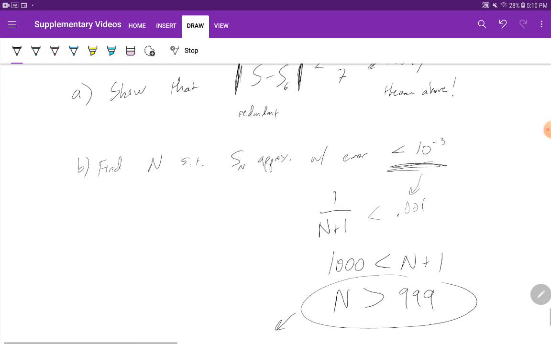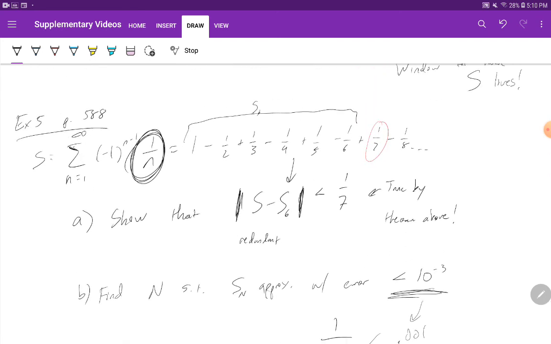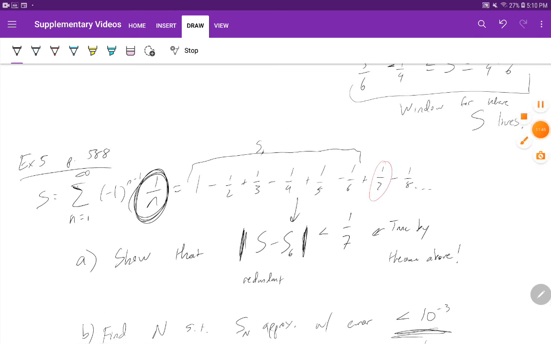That's how you use this thing. If you remember anything, just remember that you're looking at the following term. The next term tells you how much you're going to be off by. And that's the error bound in a nutshell.